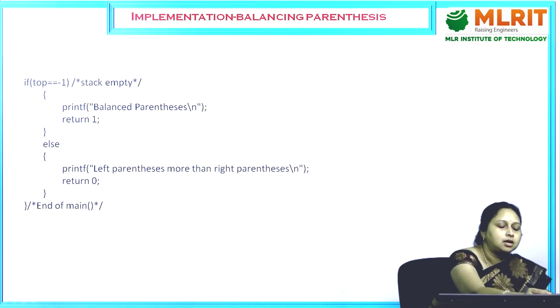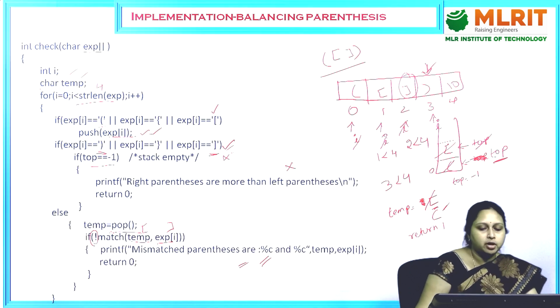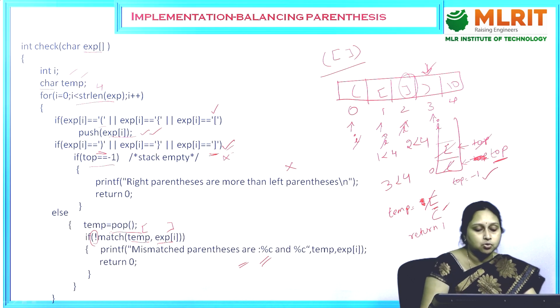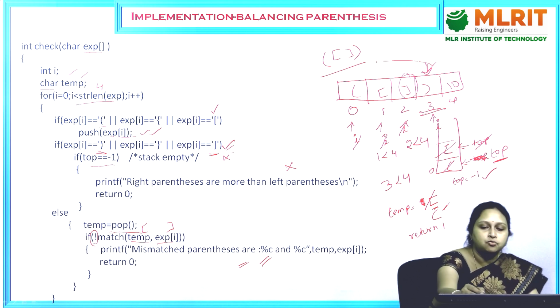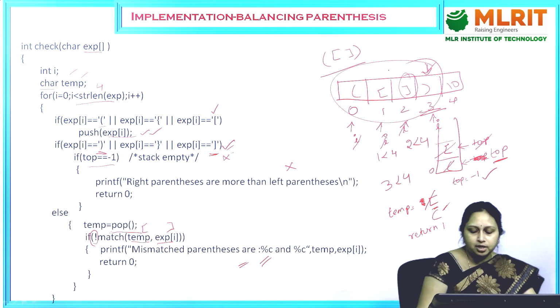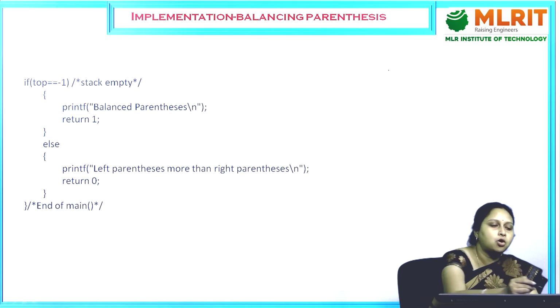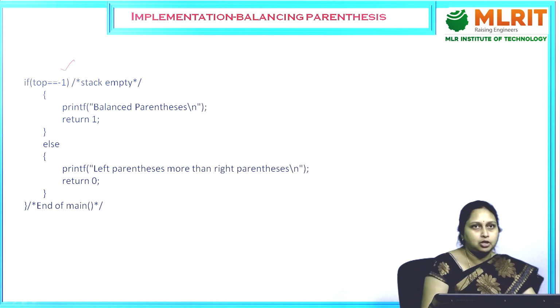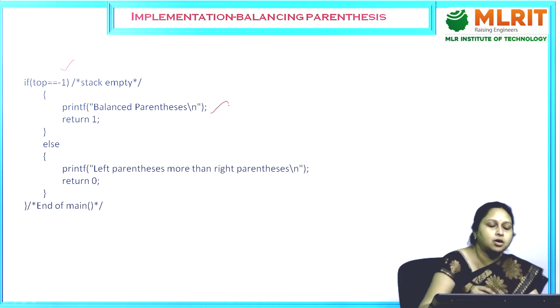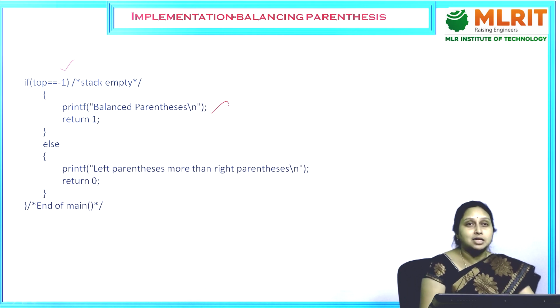After removing it, now top is pointing to where? After removing this parenthesis, now top is pointing to this location. Now the complete expression is done. All the 4 characters we have verified, right? Now your top is reaching your -1 value. Top is reaching -1, so we are going to print it as balanced parenthesis.